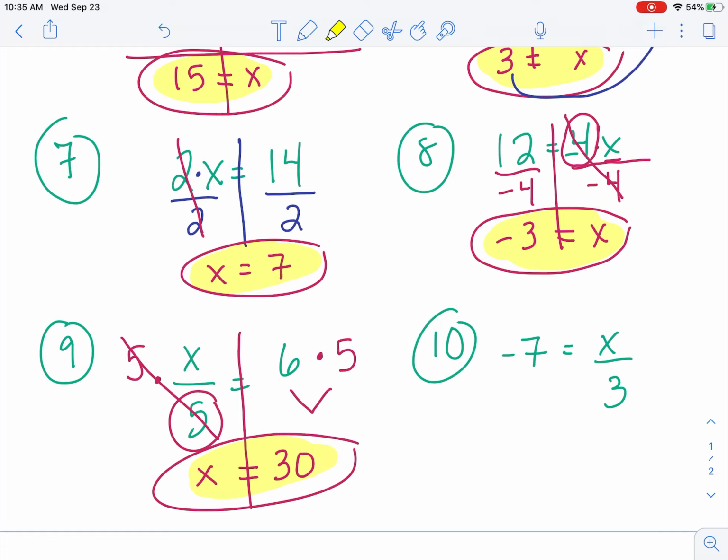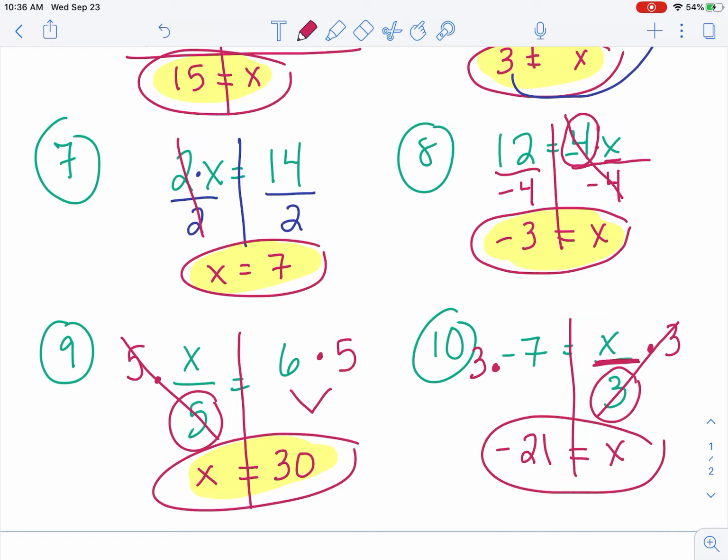Last one, negative 7 equals x over 3. Again, I've got division. Well, the opposite of division is multiplication. So I multiply by whatever number is on the bottom. If I do it on the right, I've got to do it on the left. The 3's cancel on the right. I'm left with x on the right, which is okay. Remember, x can be on the right, no worries. And over here, I've got to multiply 3 times negative 7. Positive times a negative is negative 21. And there's my answer.